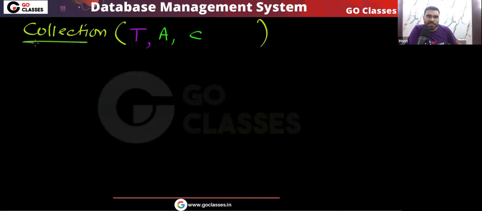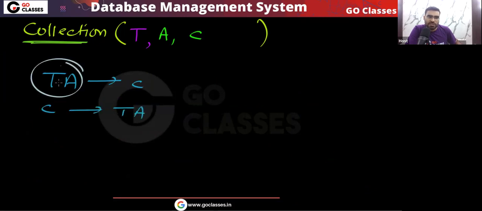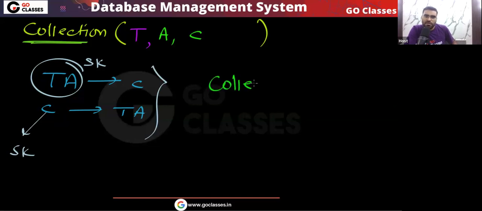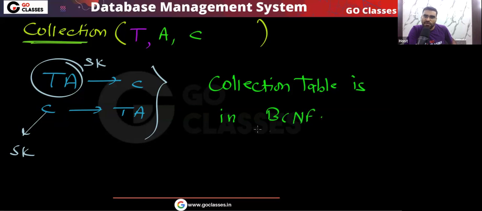So finally I can say about the collection table, because in the collection table we have TA determining C, C determining TA. Here you can see this is a super key, and this is also a super key. So this is actually in BCNF. Is this clear? So the collection table is in BCNF. Let me know, did you understand?